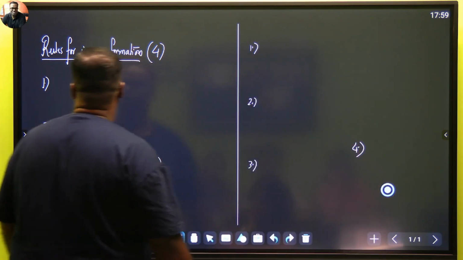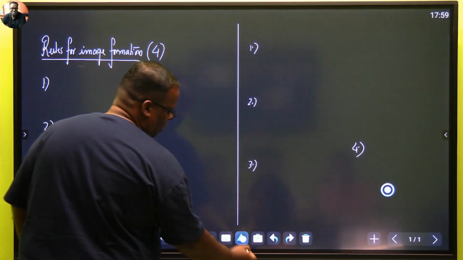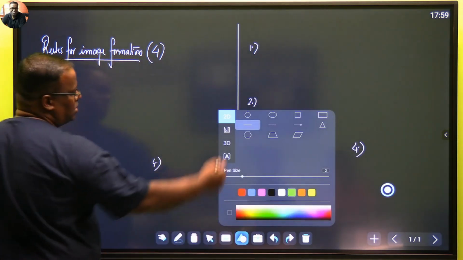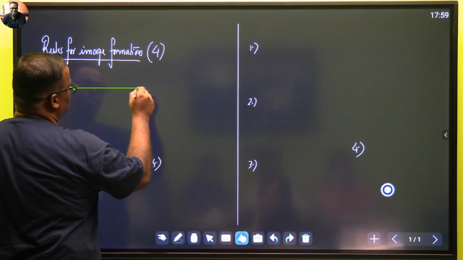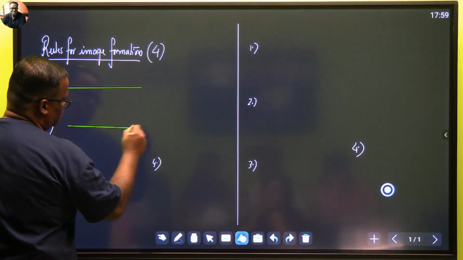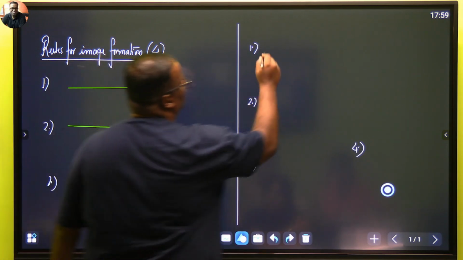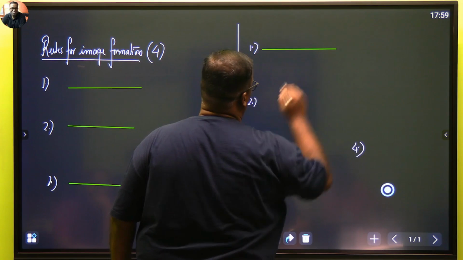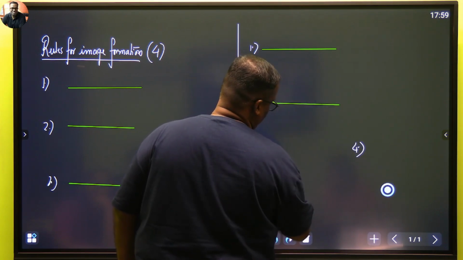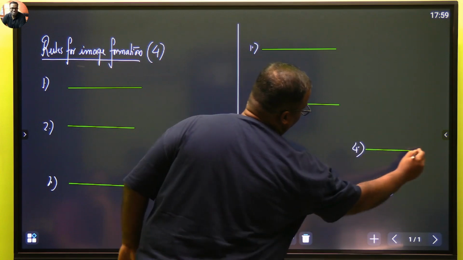ठीक है? So चारों rule के लिए, first of all, let me make the principal axis. So this is my principal axis 1. This is my principal axis 2. Principal axis 3. This is my principal axis 4. ऐसे आप करोगे आप खुद ही सीख जाओगे 1 2 3 and 4.